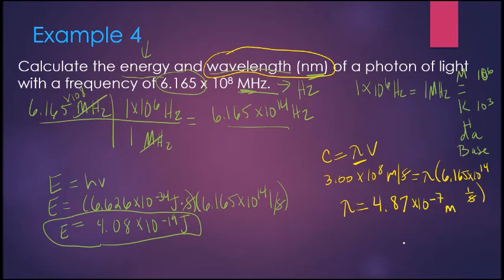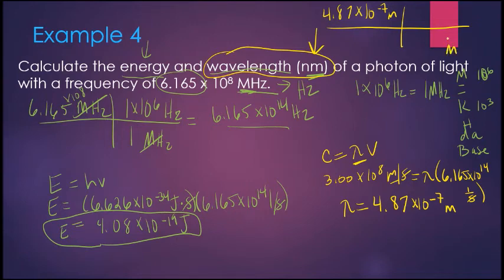Now this gives me meters, so I'm still not done yet because it really wants it in nanometers. So I have to do one more step, which would be converting it into nanometers. So 4.87 times 10 to the minus 7 meters.